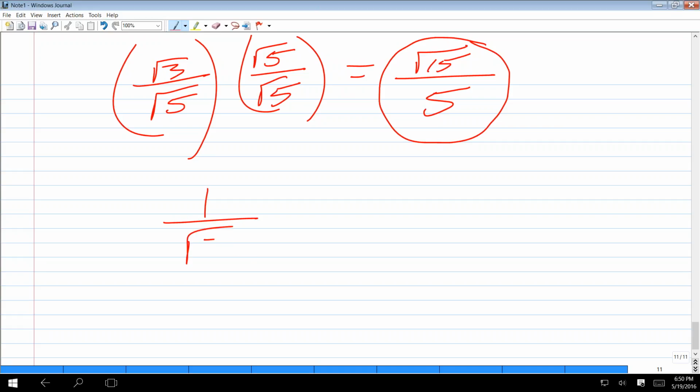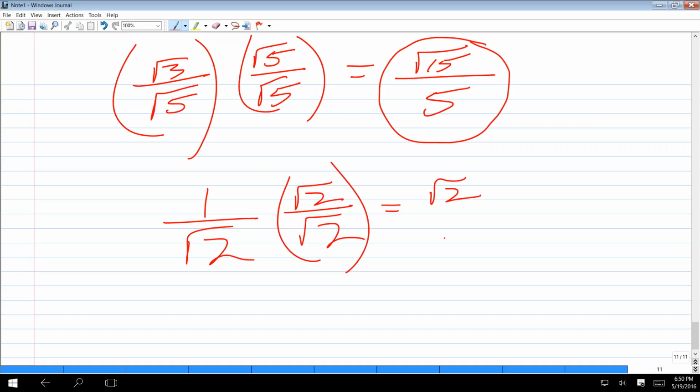So rationalize this for me. So we take root 2 over 2, multiply it by root 2 over root 2, right? And then what's that produce? That would just be 2 over... No, it would be root 2. The top is 1 times root 2, so it's still root 2 over 2.